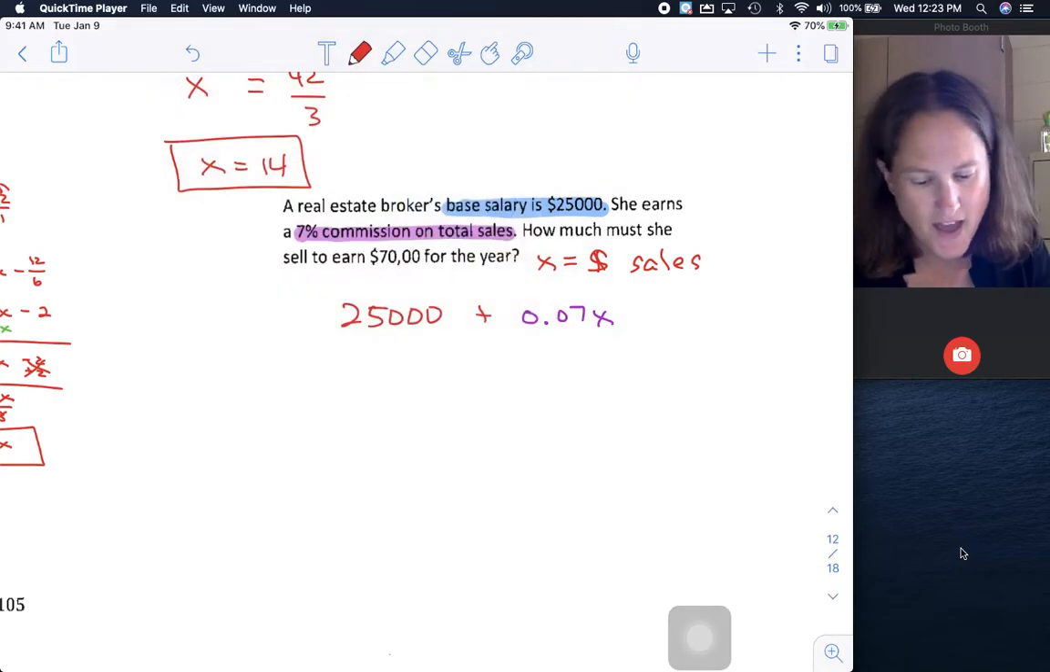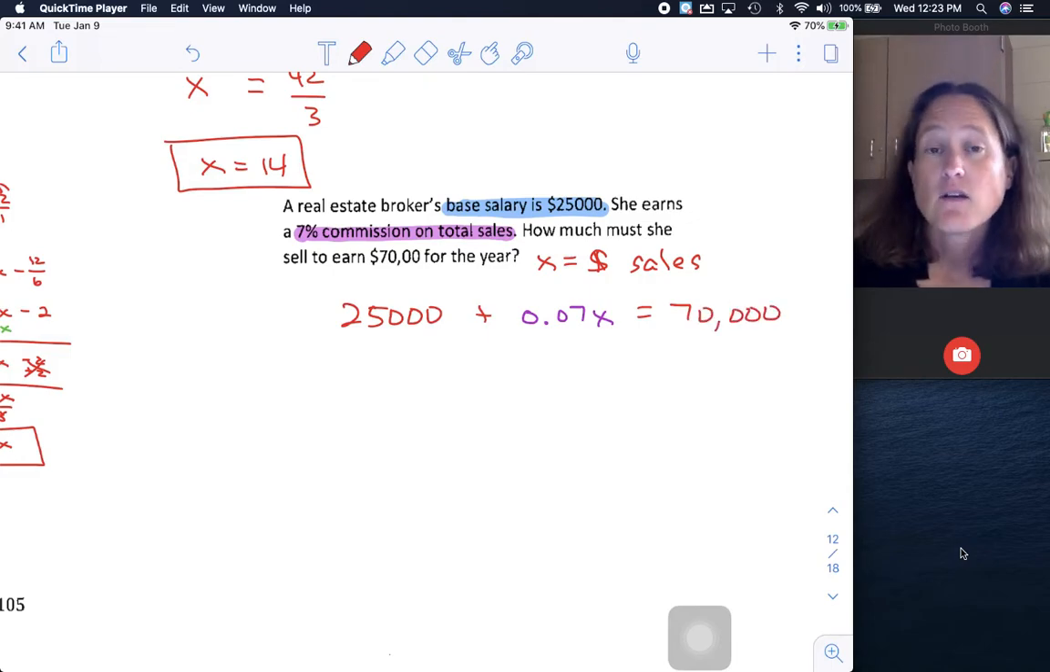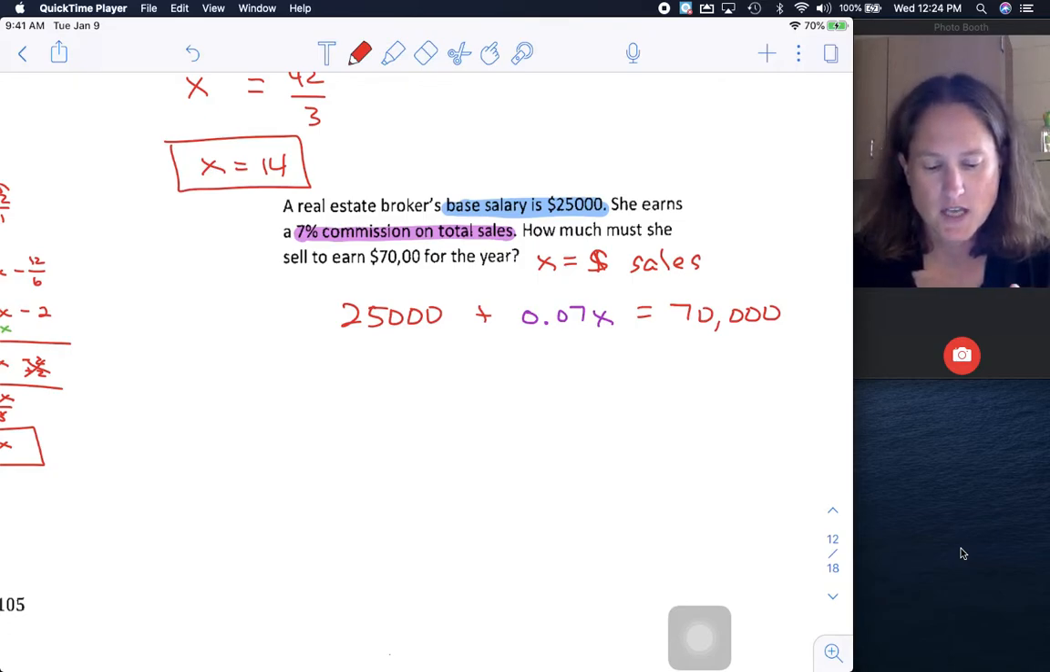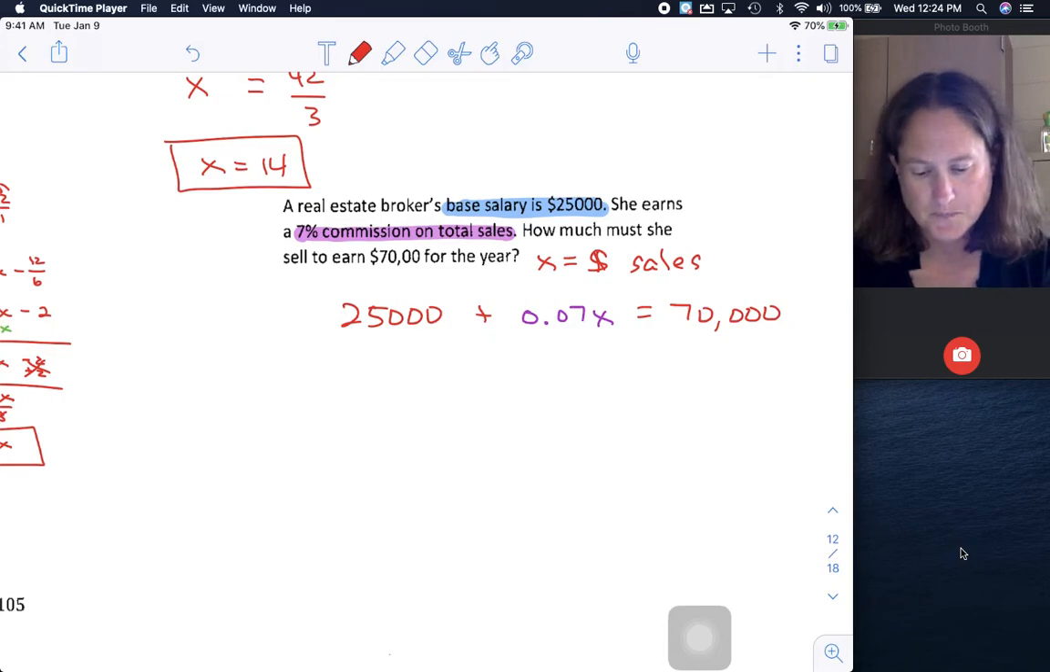Once we have that, we can set it equal to the $70,000 she wants to make for the year. What I want you to do is go ahead, pause the video, and try to come up with all of those answers. Okay, finish solving.